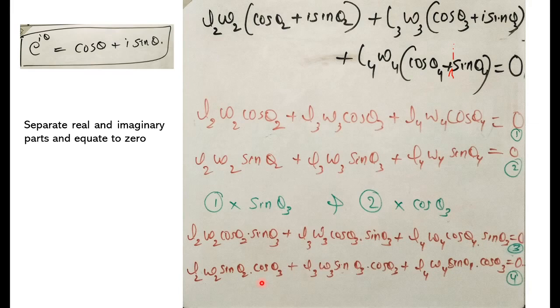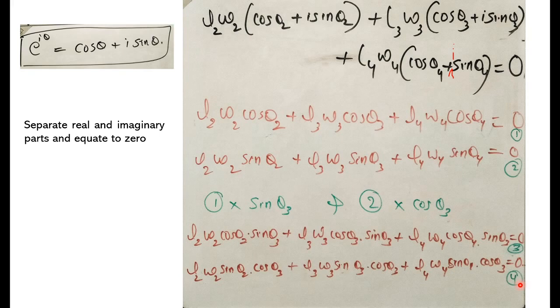Then next, L2 omega 2 sin theta 2 into cos theta 3 plus L3 omega 3 sin theta 3 into cos theta 3 plus L4 omega 4 sin theta 4 into cos theta 3. Again cos theta 3 is added in all terms and the right hand side is 0. So these are 3 and 4. Okay. Result of 1 into sin theta 3 is 3. 2 into cos theta 3 is 4.